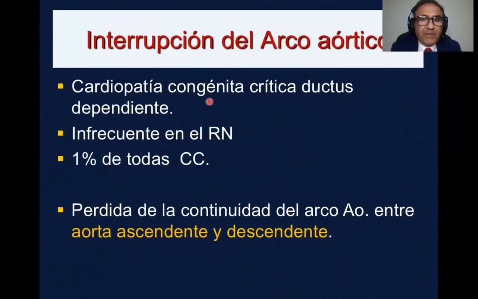And now we are going to talk about interruption of the aortic arch. It is a critical, ductus-dependent congenital heart disease that is uncommon in newborns and accounts for 1% of all congenital heart diseases. There is a loss of anatomical continuity of the aortic arch between the ascending aorta and the descending thoracic aorta.